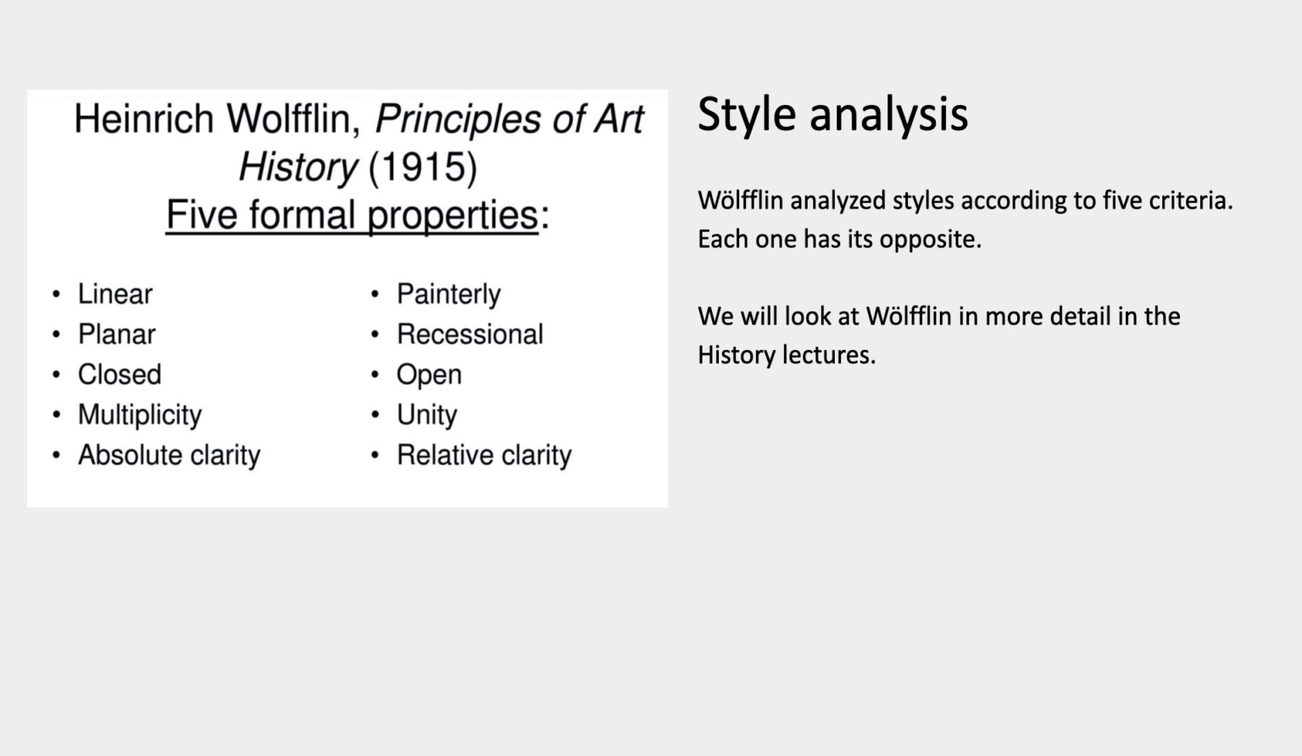He analyzed style mainly according to 5 criteria, which in this graphic are called 5 formal properties, because that's the way he imagined them. Some artworks he thought were linear, others were painterly, and so on. So I have a lecture that's mostly devoted to Wölfflin in one of the history lecture series. So I won't say anything more about that now, except that in a certain way, to a certain degree, formal analysis comes from a mixture of style analysis and connoisseurship.